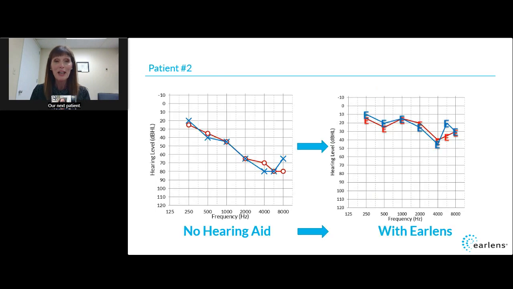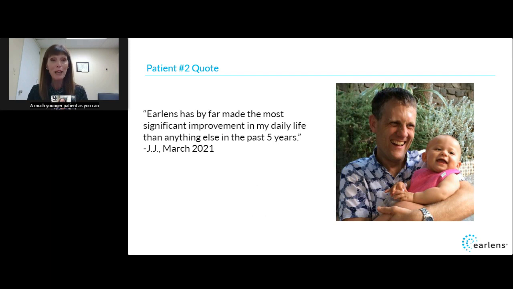Our next patient, this is a very similar audiogram, as you can see. And again, similar improvement with Earlens on the right-hand side. So this patient is pictured also here, a much younger patient, as you can see, who was struggling so much with hearing aids that he was already ready to quit working and really to sort of resign himself to a non-social life. And it made such a significant improvement that he wanted to be included on whatever testimonials we could include him in. And you can see him very happy with his child here.